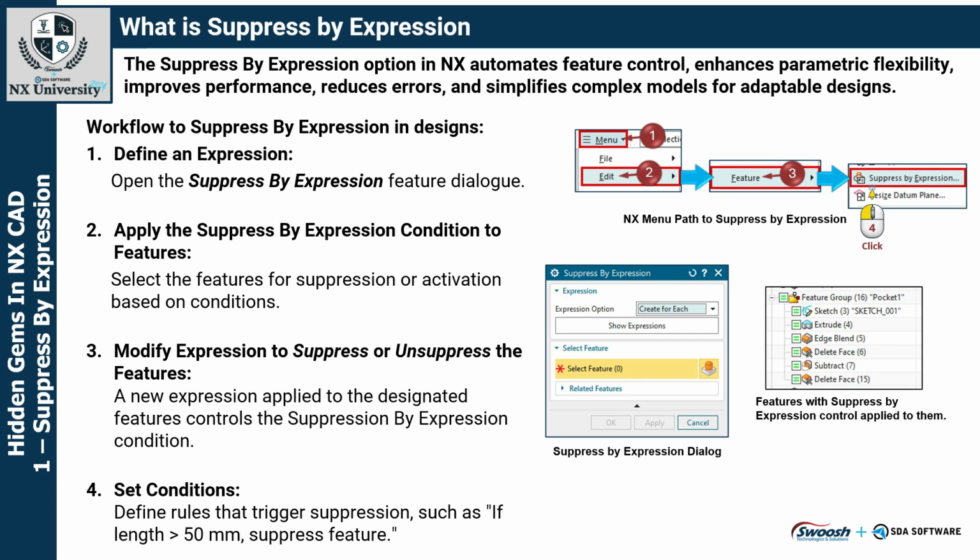Third, we'll modify the expression to suppress or unsuppress the features inside the design. A new expression is going to be applied to the designated features that we've chosen. That's going to control the suppression by expression state inside the design. And finally, we can set conditions and define rules that are going to trigger the suppression, such as if length is greater than 50 millimeters, suppress feature A.